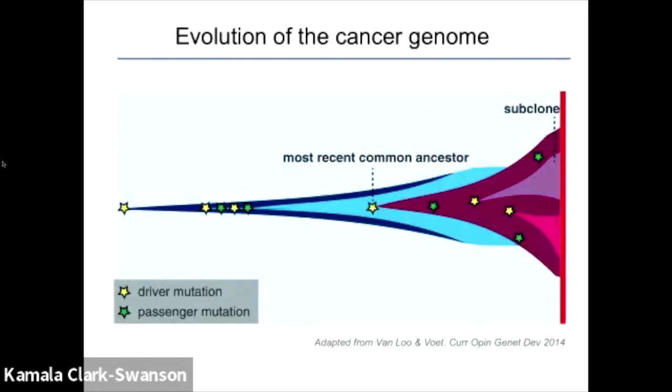I think about cancer evolution, and I invite you to think about cancer evolution also, as a stochastic process during which cells accumulate mutations that lead to tumor initiation, progression, invasion, metastasis, resistance to therapy, and so on.